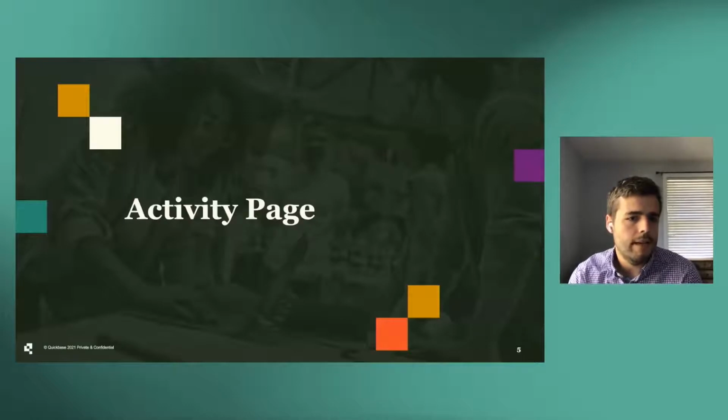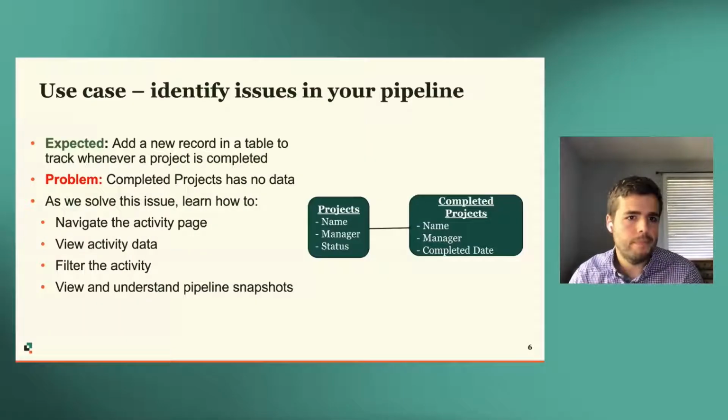So let's dive in and start off with the activity page. Before we show you how to use it, let's start off with a use case. So imagine I have a QuickBase app where I have a table called projects. And in this projects table, I store a manager, a name, and a status of the project.